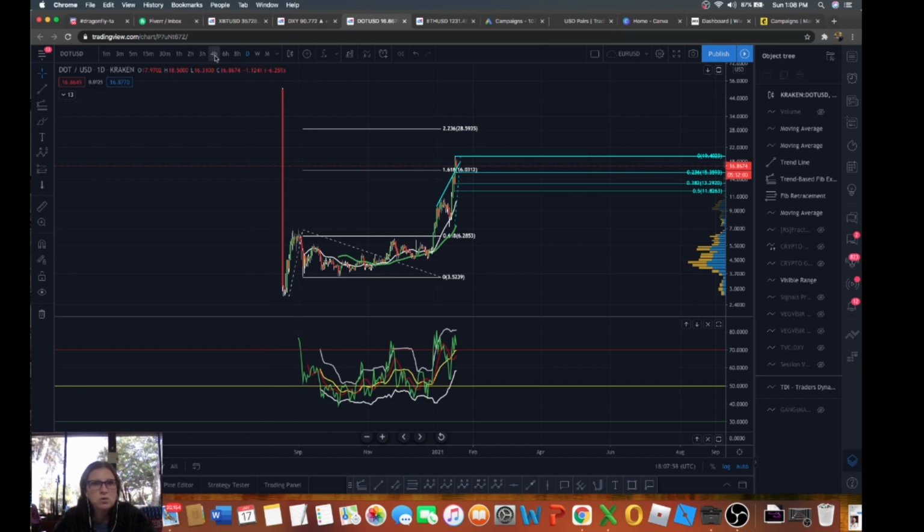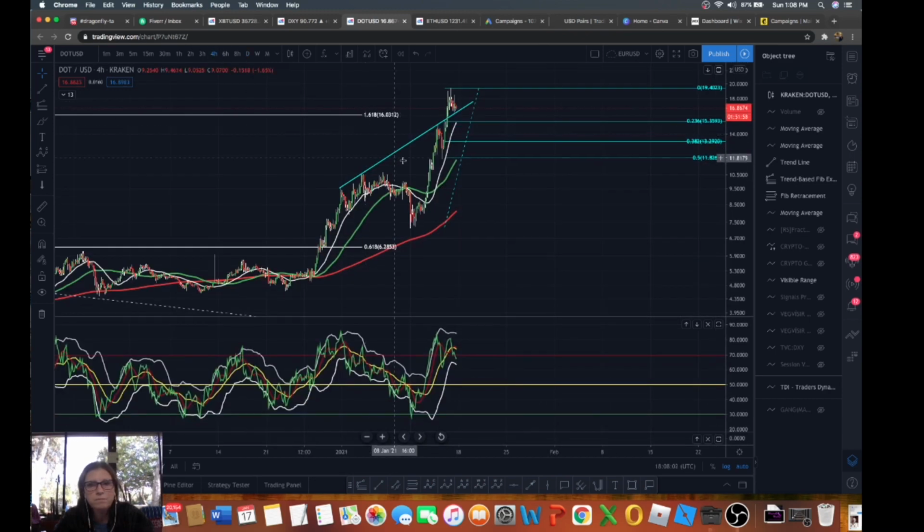So going down to a lower time frame, I would like to see this 4th wave hold this trend line. That would be really nice and bullish. But it can come down into these levels, these blue levels here, the 0.236, the 0.382, and the 0.5, and be just fine and take off again.